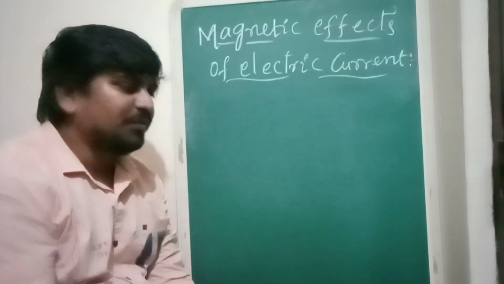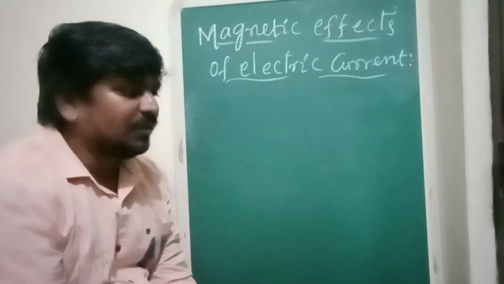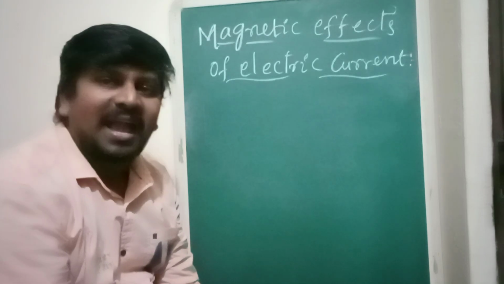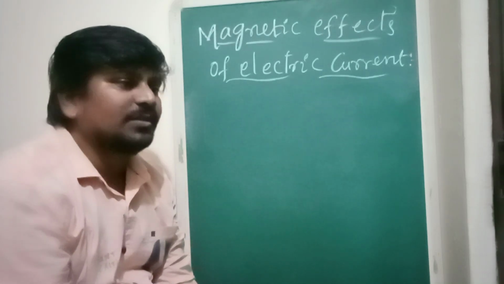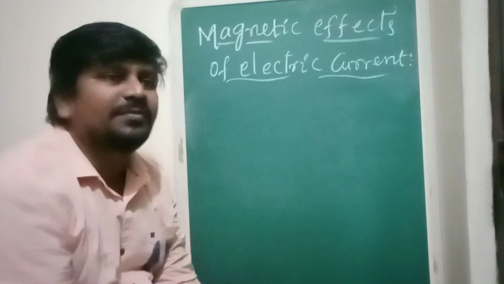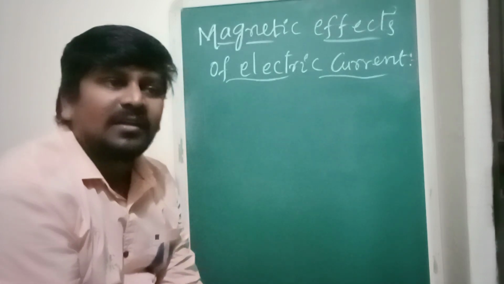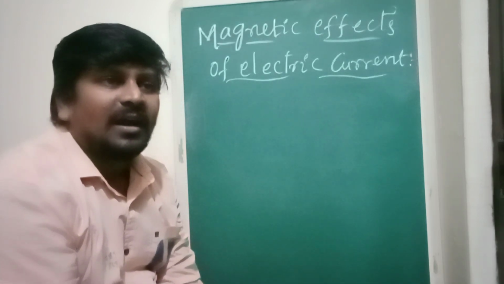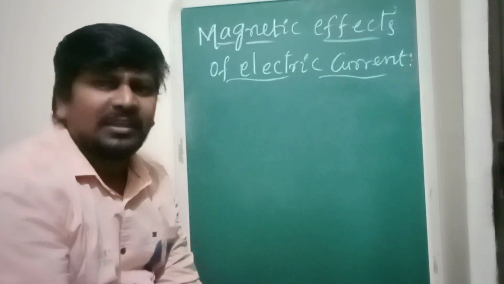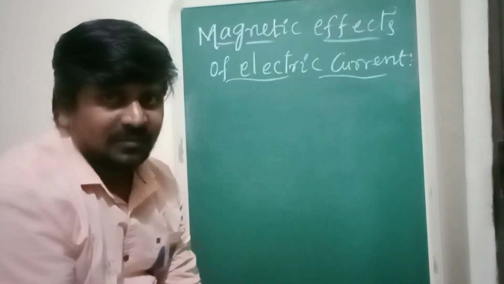Now, before getting into the topic, we will study about the magnet. What is a magnet, how the field will be there around the magnet, where exactly it will be, and how the field lines will be there. All these points we'll discuss now, right?